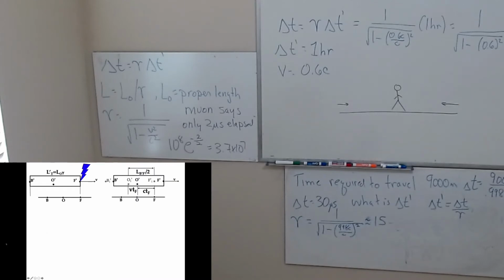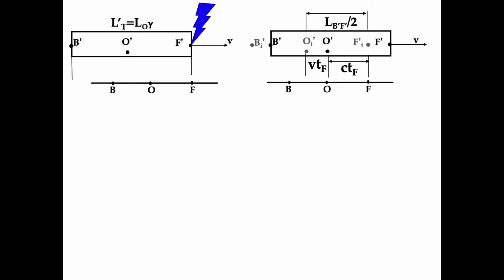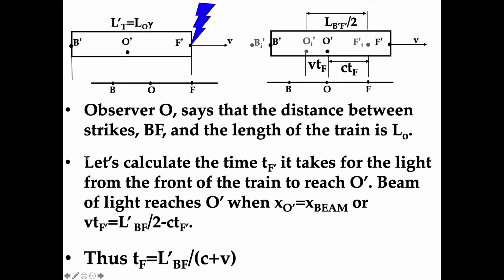So I'm going to show you the slides here because it's a little more difficult to draw these on the board. So what should we consider now? First of all, observer O says that the distance between B and F is L naught. But it's not the proper length of the train because the train was moving when the lightning struck between points B and F.